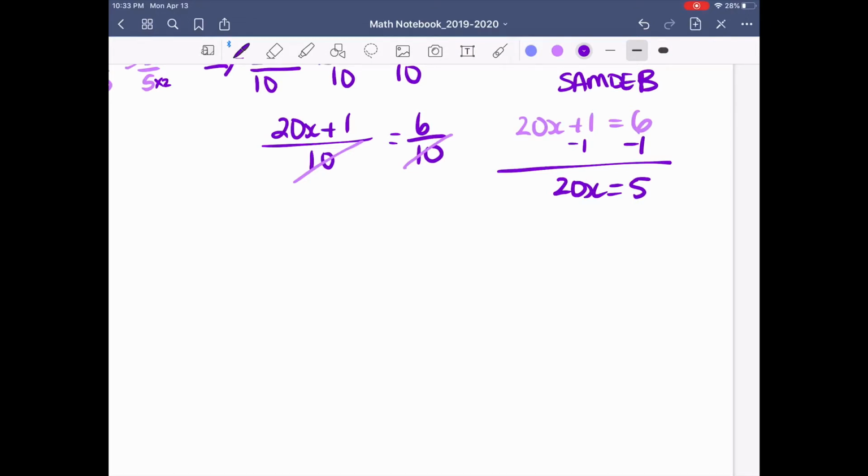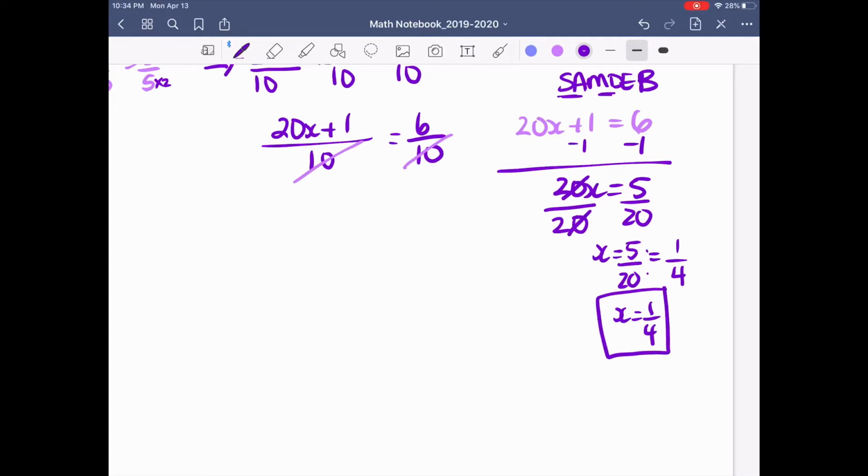And then after you're done subtraction, addition, multiplication, division. So 20 times x, the opposite of that is divide by 20. What you do to one side, you do to the other. So x is equal to 5 over 20, and you can reduce that by dividing them both by 5 to get 1 over 4. So x is equal to 1/4.